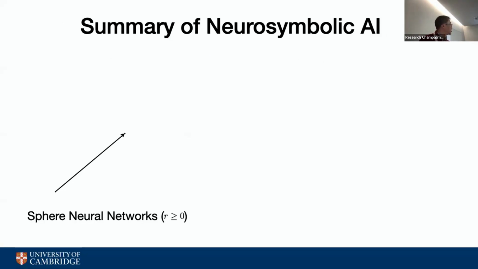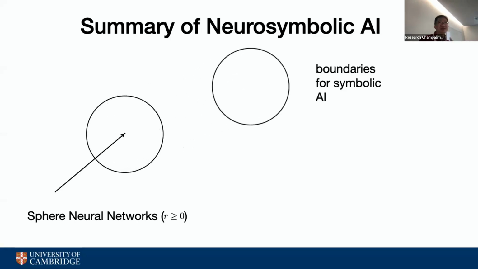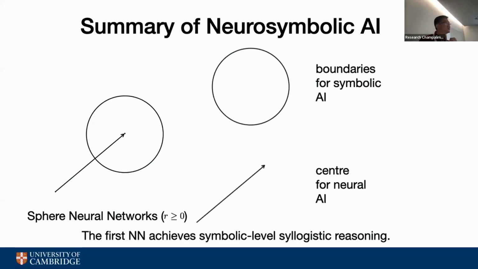We propose the sphere neural network. We introduce the radius as greater than or equal to 0. The current network is a special case where all radii are set to 0. Then we introduce using the boundary to capture symbolic structure, and the center is to learn from data. We have both of them. And this is the first neural network that reached the rigor of symbolic syllogistic reasoning.